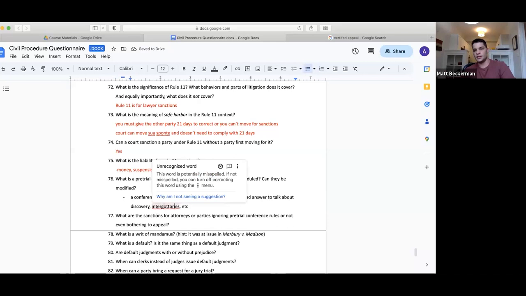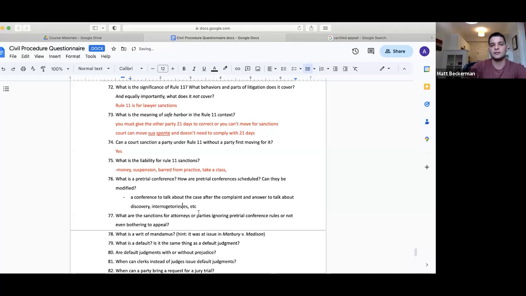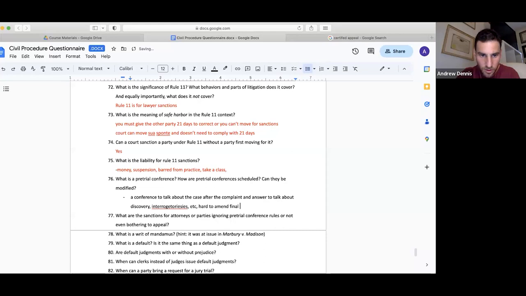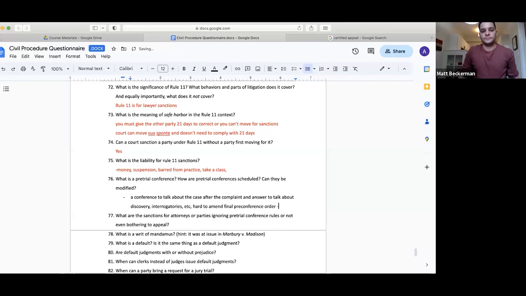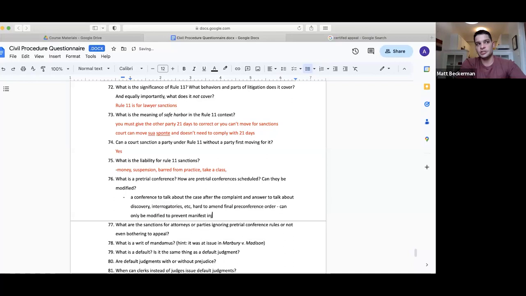In the interest of manifest justice, I will look at the exact language. Hard to amend the final pretrial conference order. So it can only be modified by the court to prevent manifest injustice. It sets out when discovery can take place, when the trial might take place, what will happen, whether they will meet for settlement. So it is a big deal.